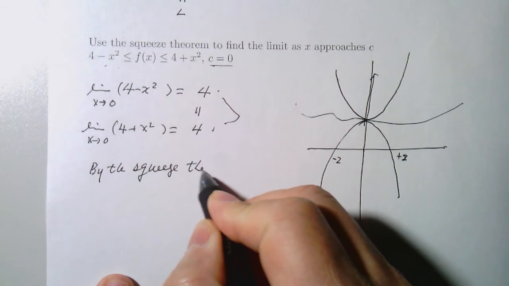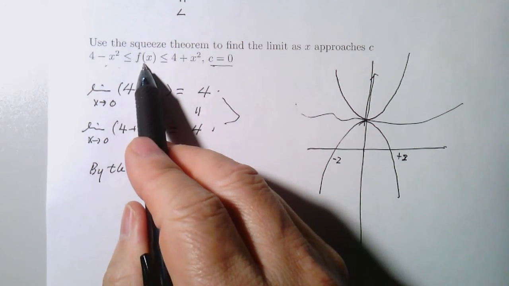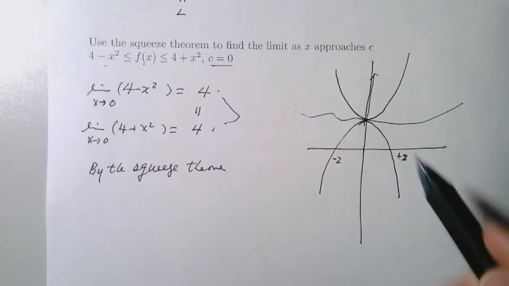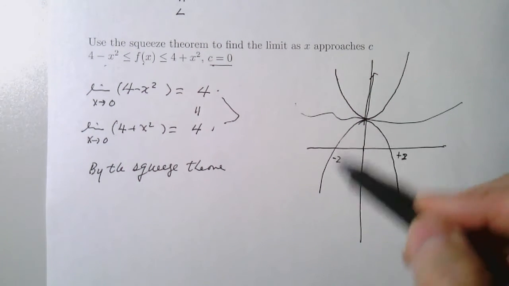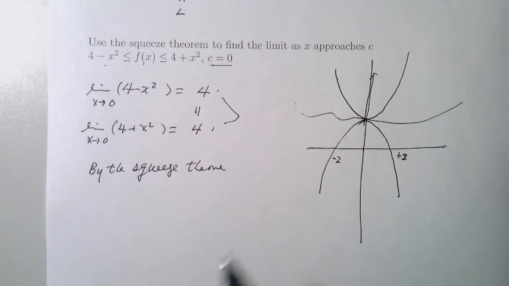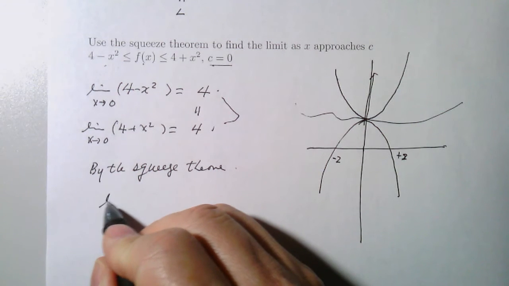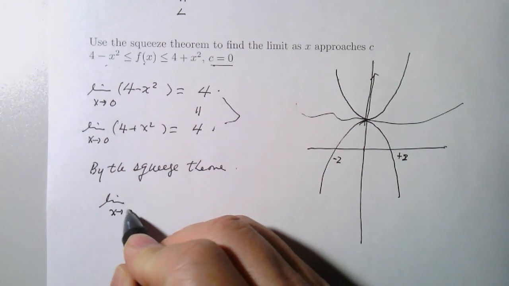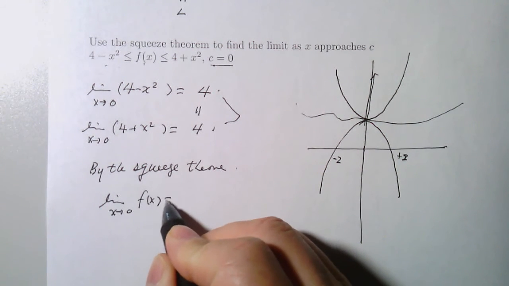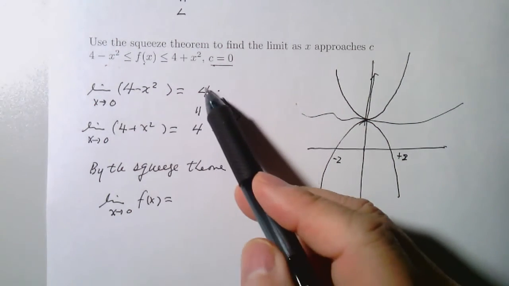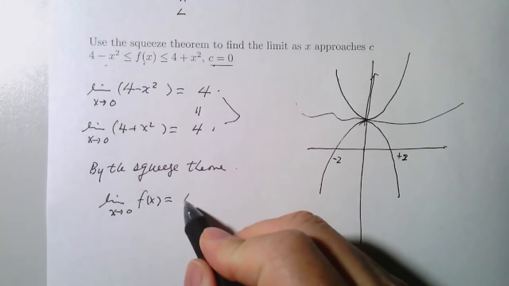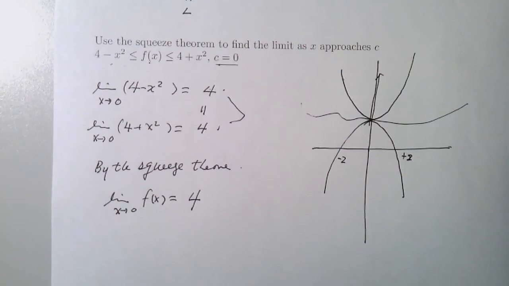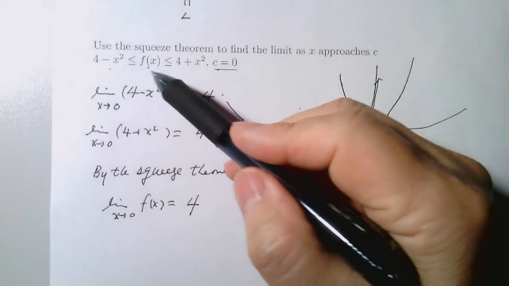you notice here we don't know what f(x) looks like. We just know f(x) is in between these two functions. Okay, so that tells us the limit as x goes to 0 of f(x) must be the same as these two limits, which is 4. So that's it. But this is for a function we do not know.